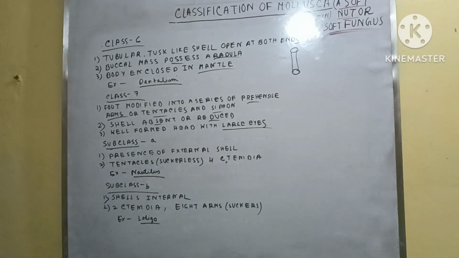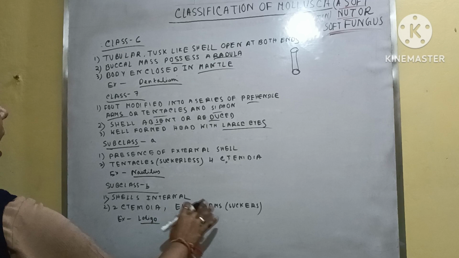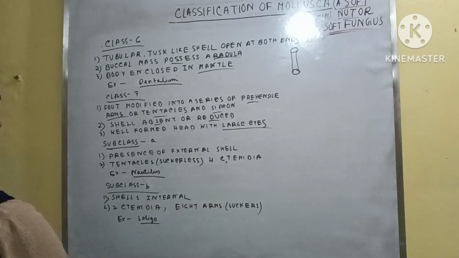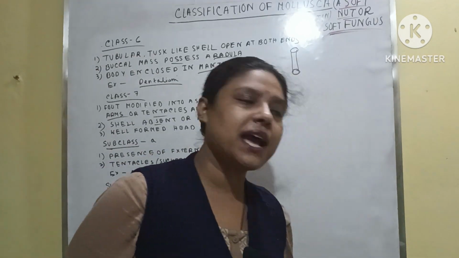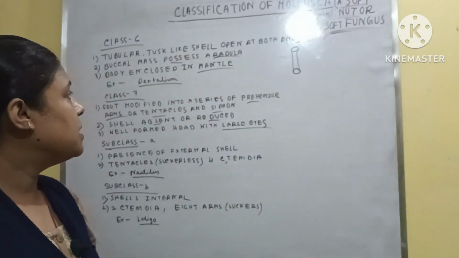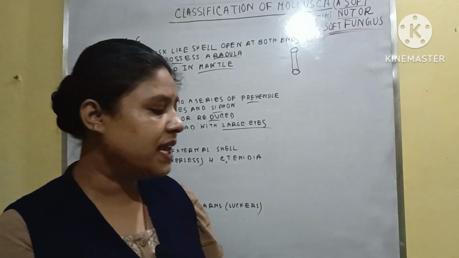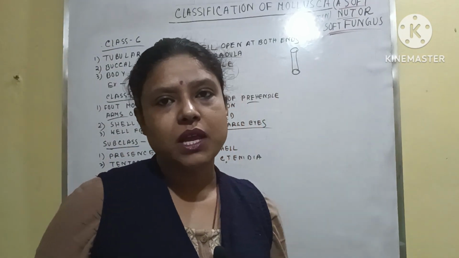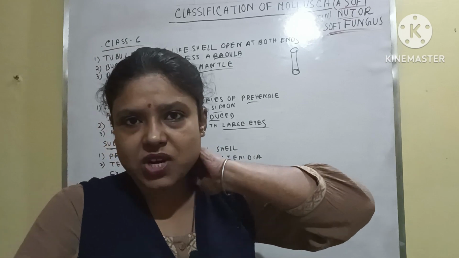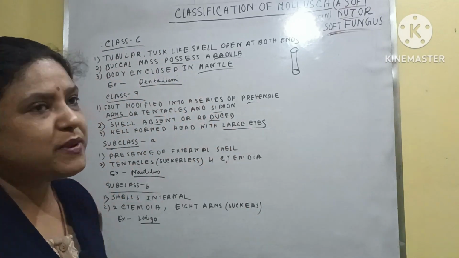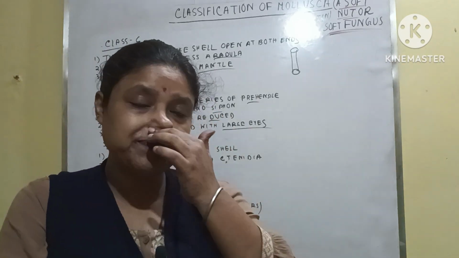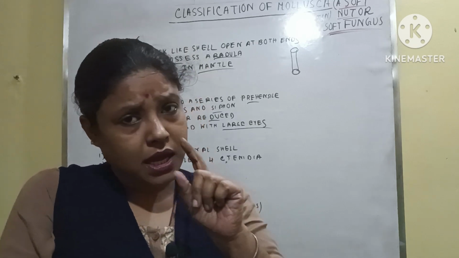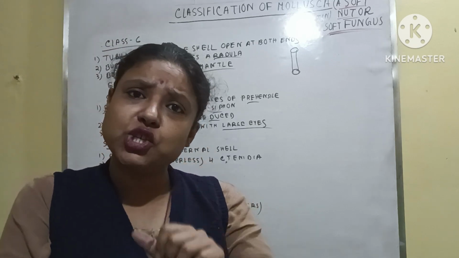And second subclass, that is the Coleoidea. Here the shell is internal and 2 ctenidia and 8 arms present with suckers. Example is the Loligo. Today I haven't so much time to draw the rough structure of the species. If I get more time, then I will draw the rough structures of the molluscan species, and I will upload that video as the second part of the classification of the mollusca.